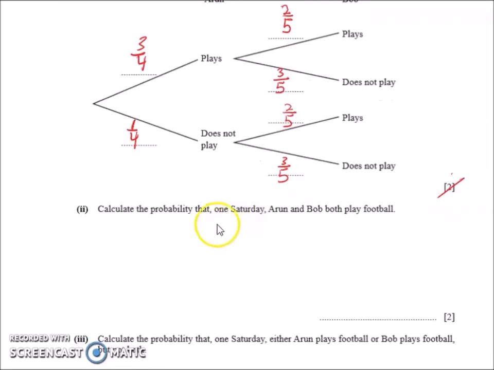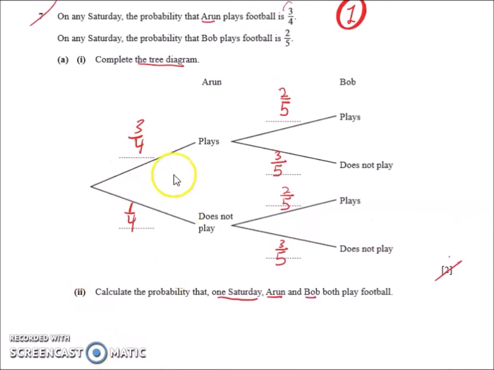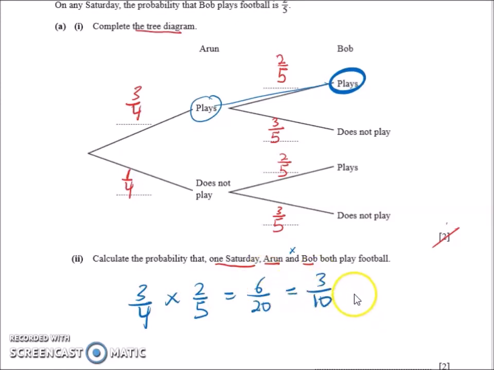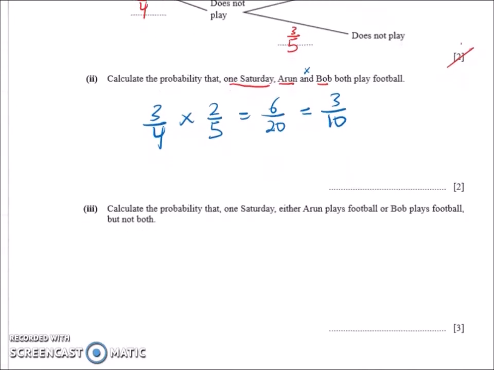Calculate the probability that one Saturday Arun and Bob both are playing. So when you are calculating your probability in this manner, like play and play over here, we have to multiply both of these probabilities. Arun and Bob, at this question here, it is a multiply. Both of them must be playing. So it's 3/4, Arun is playing, and Bob is playing 2/5. So you'll be getting your answer 6/20. Simplify this, you'll be getting 3/10. So that is your probability here. So you'll be getting 2 marks.